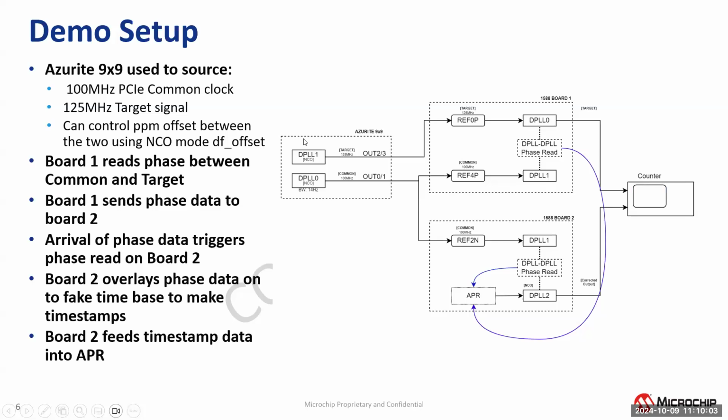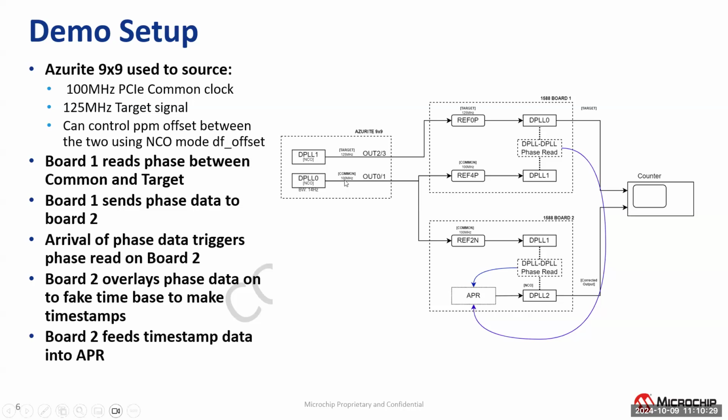This is the demo setup. This is what I had set up in the lab to test this idea. And these Azurite boards and these 1588 boards are evaluation boards for Microchip's PLLs. And the 9x9 board just serves as a source for the two boards where we can control the offset.